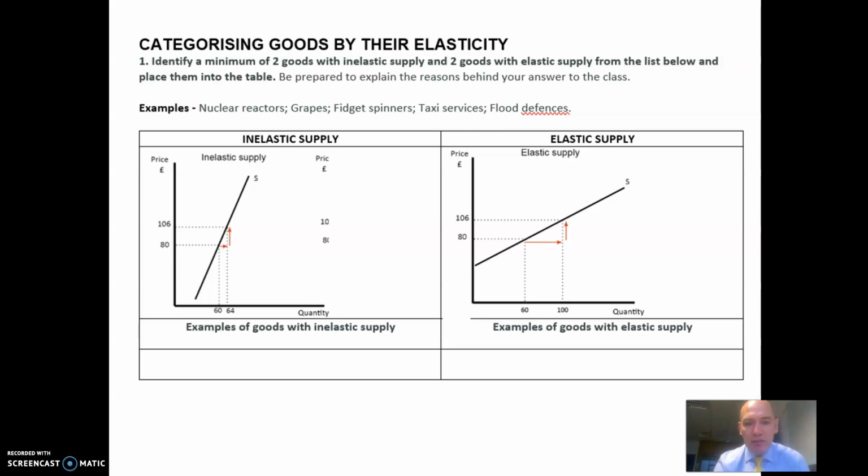A quick opportunity for yourselves to have a go at this. So inelastic supply on the left hand side, elastic supply on the right hand side, and you have a number of examples just above your diagrams: nuclear reactors, grapes, fidget spinners, and so on. What I want you to do is to identify a minimum of 2 goods that can go in the inelastic category and a minimum of 2 in the elastic supply category. Okay, you've got 2 minutes to have a go at that.